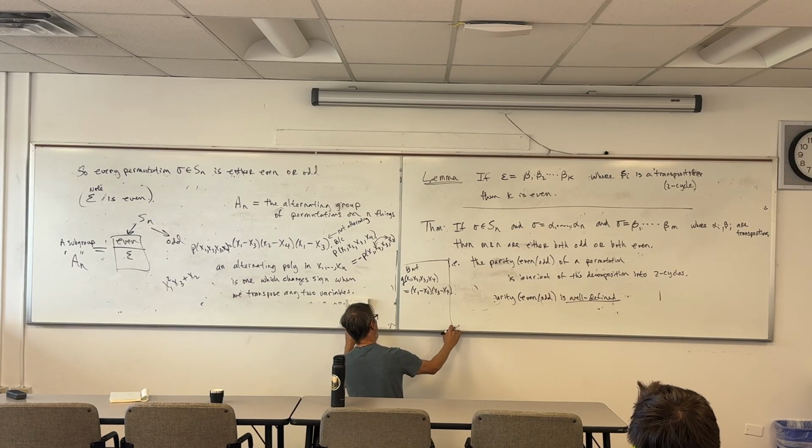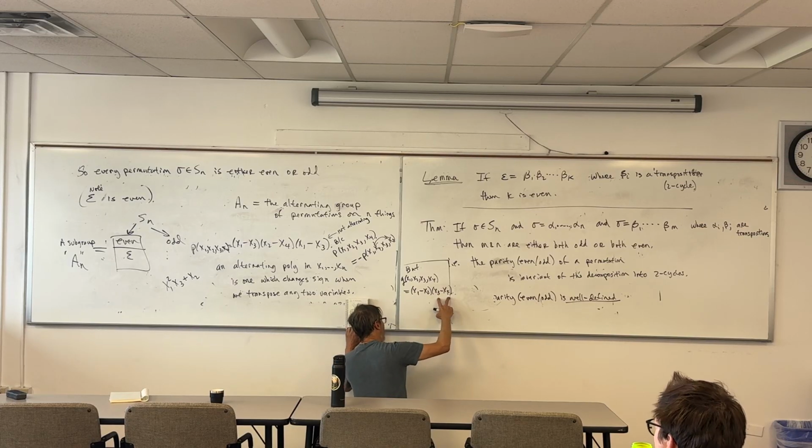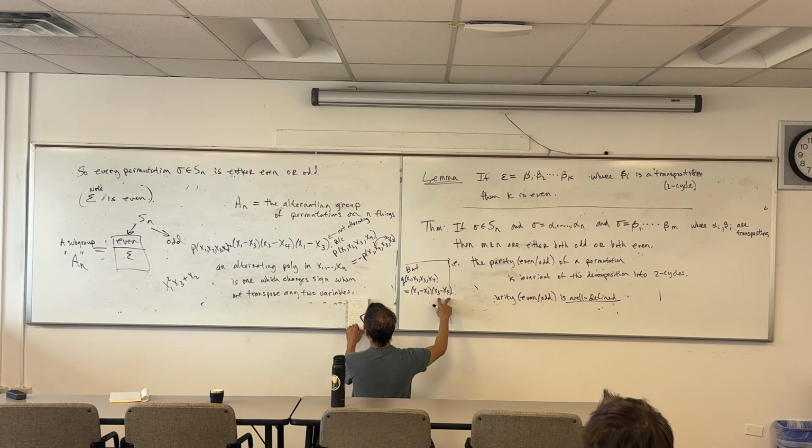I wrote this down as an example of an alternating polynomial, but I don't think I believe it anymore. Because if I exchange x1 and x2, that changes the sign. If I exchange x3 and x4, that changes the sign. Maybe I also need... what do we need to get this thing to switch?